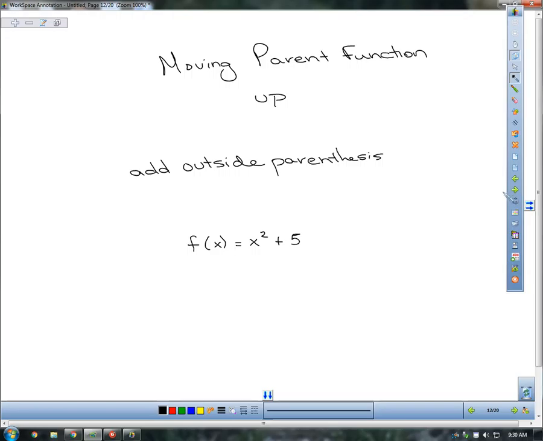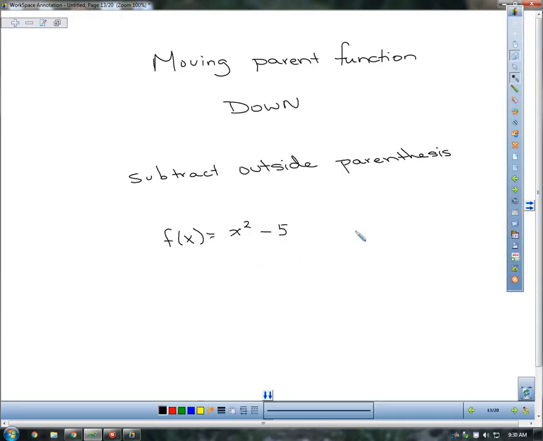If you move the parent function up, you're going to add outside the parentheses. I don't have anything in parentheses here, but if I did, that would be there. Anything outside moves it up and down if it's added. If it's multiplied, it's something else. If you're moving it down, you subtract outside the parentheses.